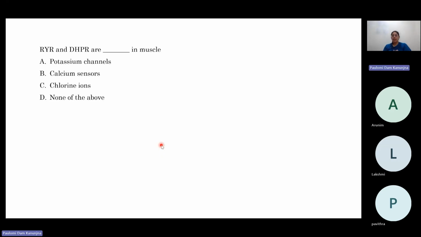Okay. Anyone else wants to answer? So are these receptor potassium channel? Are these receptor chlorine ions, or are these receptor calcium sensors? This one is simple, right? This is basically sensor. So let me tell you the entire process again before the next questions will be about the other systems, right?